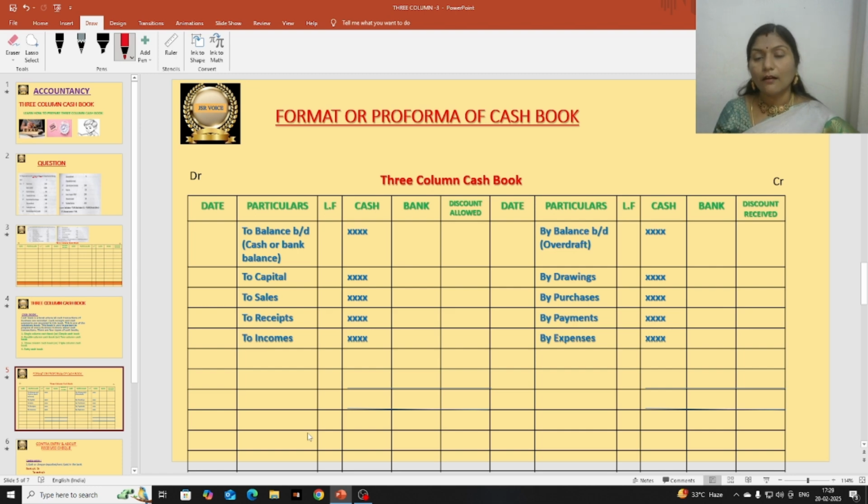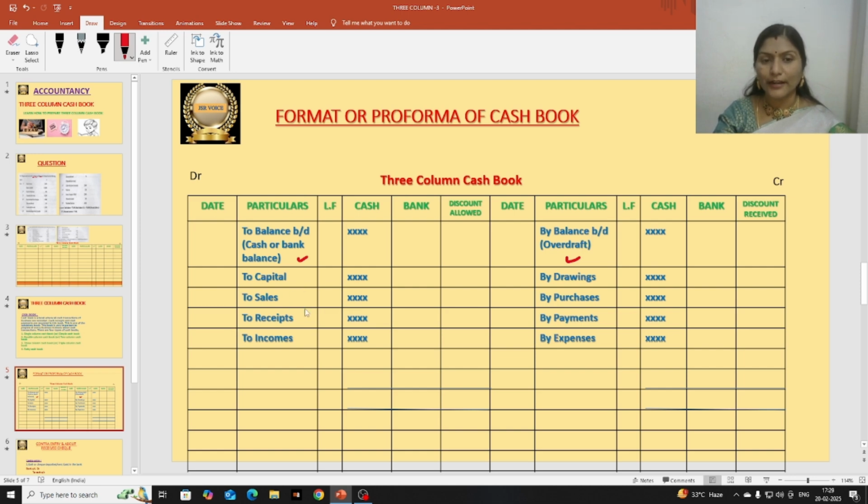So whenever we prepare a 3-column cash book, we should show opening balances on the debit side, if it is cash in hand and cash at bank. So how to show? To balance brought down. I recorded it here. You can see, to balance brought down. So cash and bank opening balances we should record on the debit side by writing to balance brought down. If suppose a bank overdraft is given in the question, then we will show the overdraft on the credit side, but with by balance brought down only. Okay, so hope this is clear.